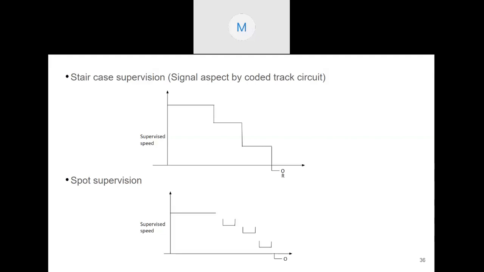Continuous supervision obviously needs a continuous transmission medium like track circuit or wireless or a cable. This needs only intermittent magnets.